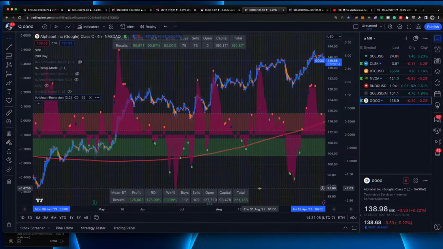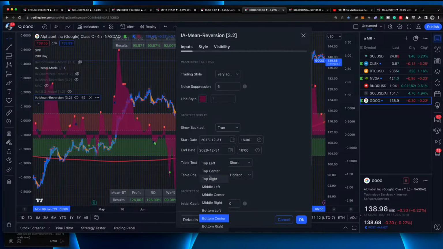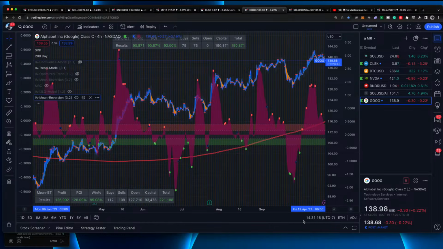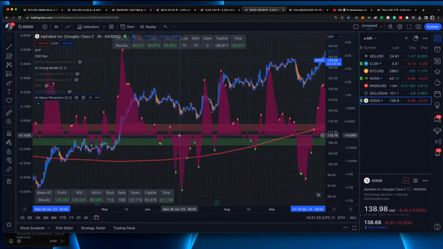Here, for example, what we can also do, I didn't show you this, but if the backtest gets in your way, we can move it to say the bottom left. So it gets out of our way and we can see the dots. Because we moved those ranges quite a bit, we're only going to see less signal.